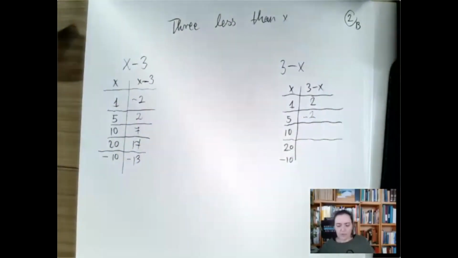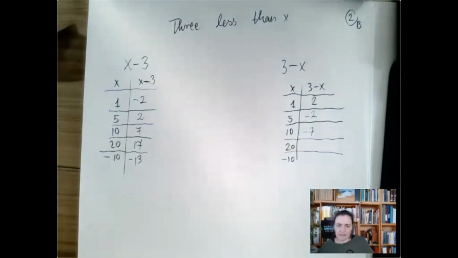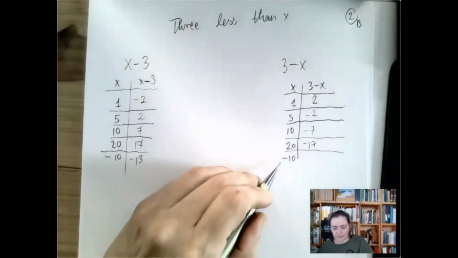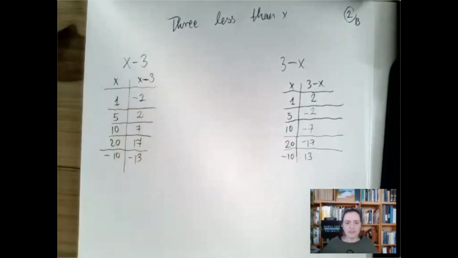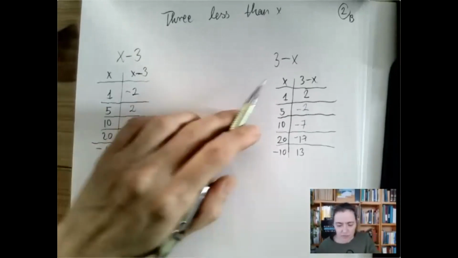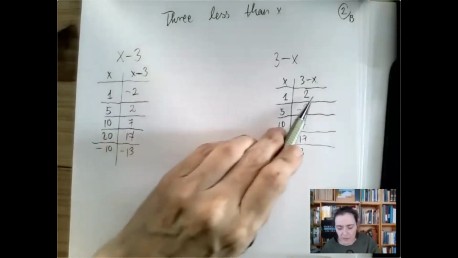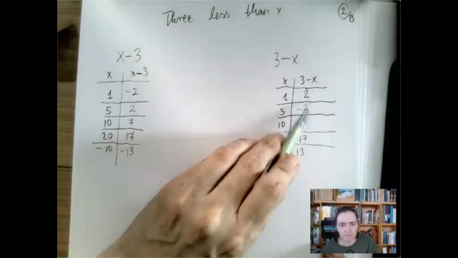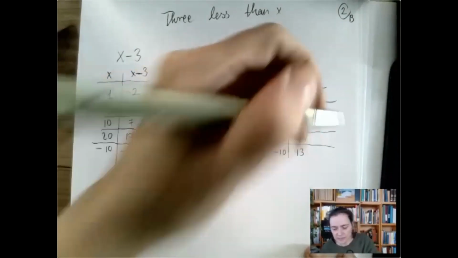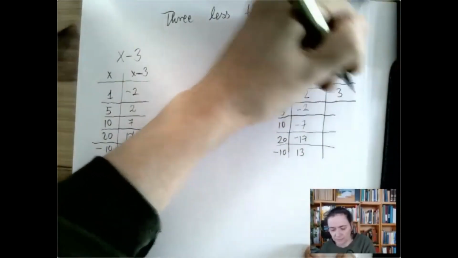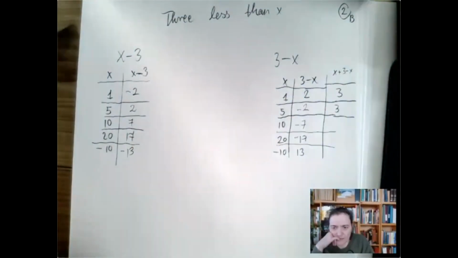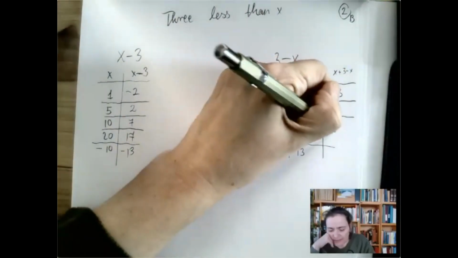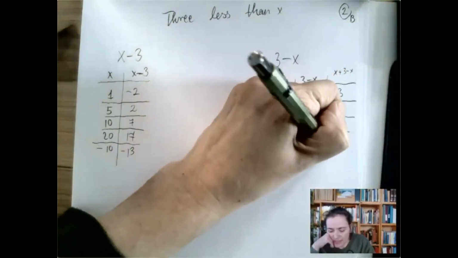Okay. How about if x is 10? If x is 20, and 3 minus negative 10 is, so the difference does not work. This is incorrect. You know what this is? Add the numbers. What is 1 plus 2? 1 plus 2 is 3. What about 5 and negative 2? 10 and negative 7 when we add. This is how we write when two numbers add up to 3.